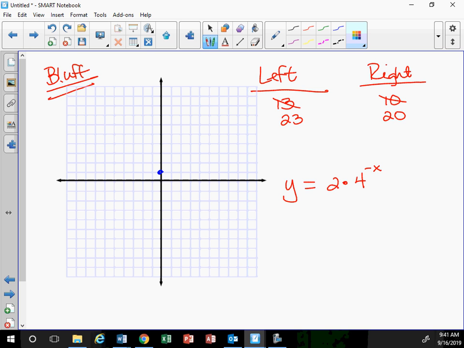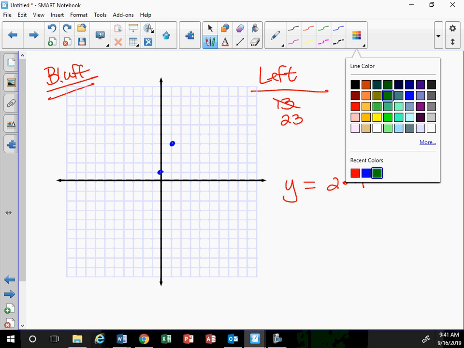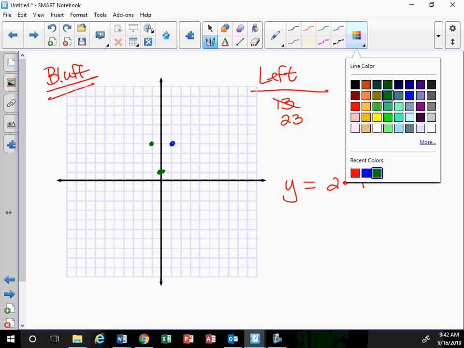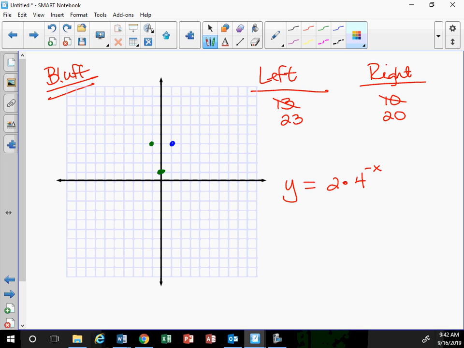Alright, so 0, 1 and 1, 4. Those are your initial points, right? If I do my reflecting first, the negative x turns it into those green dots, right? Then I'm multiplying y values by 2. So 1 times 2 is 2, 4 times 2 is 8. It's like this really tall, skinny graph. Alright, we doing okay with this? Graphing not bad at all?